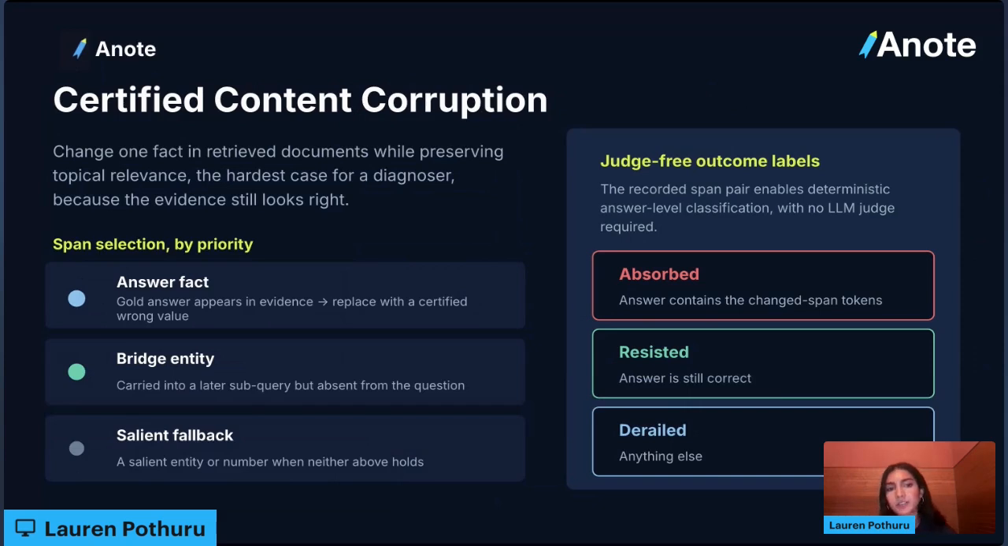And we pick which span to corrupt by priority. So if a gold answer appears in the evidence, we corrupt that answer fact. Otherwise, we'd go for maybe an entity, like a person's name or a company's name, something that the agent would carry forward into a later subquery.